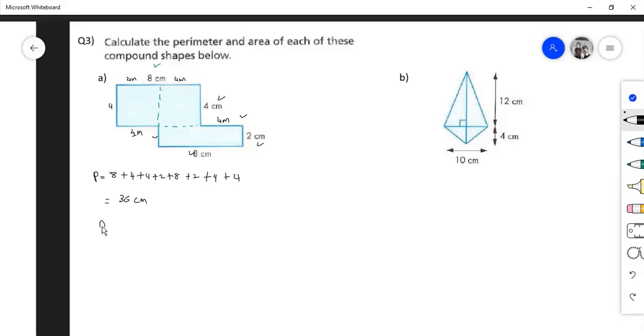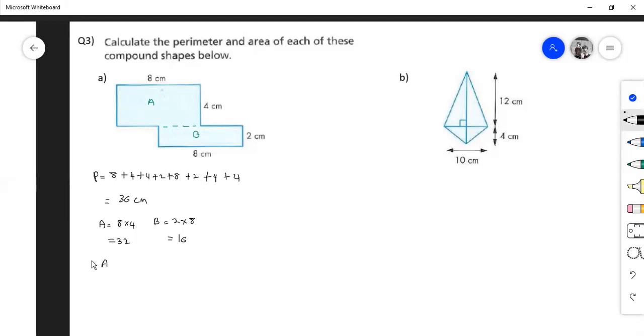Okay. Now to find the area is much easier, I believe. Let me just clear all this drawing first. To find the area, what we can do is find part by part first. Up to you, but for me, I'll do part by part. So this is part A, this is part B. The area for part A will be 8 times 4, which is 32. And then the area for part B, sorry guys, will be 2 times 8, which is 16.